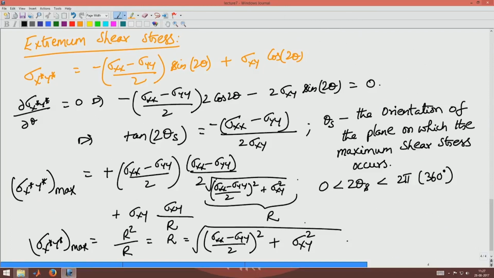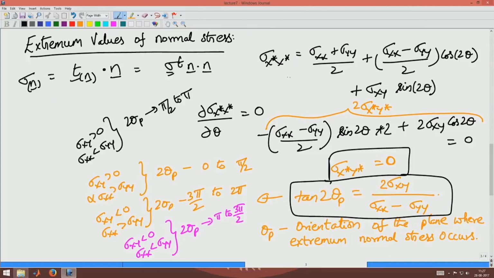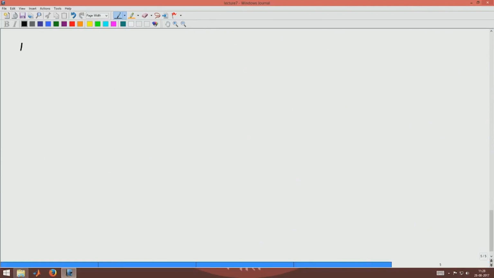Okay. So, that is the maximum shear stress. Now, let us go back and find what is the maximum normal stress. We found that tan 2 theta p is this. So, the magnitude of the maximum normal stress would be the following.